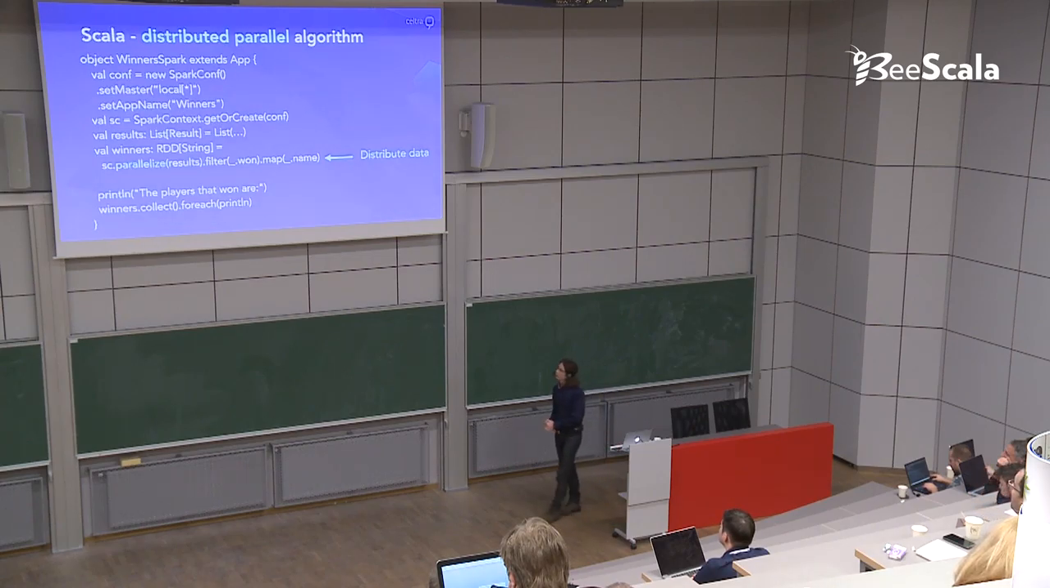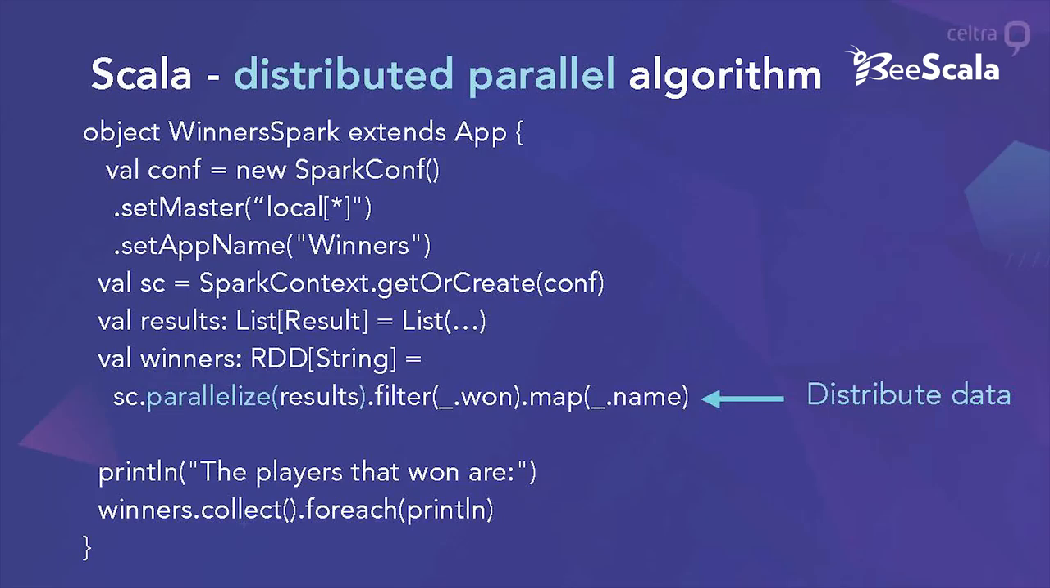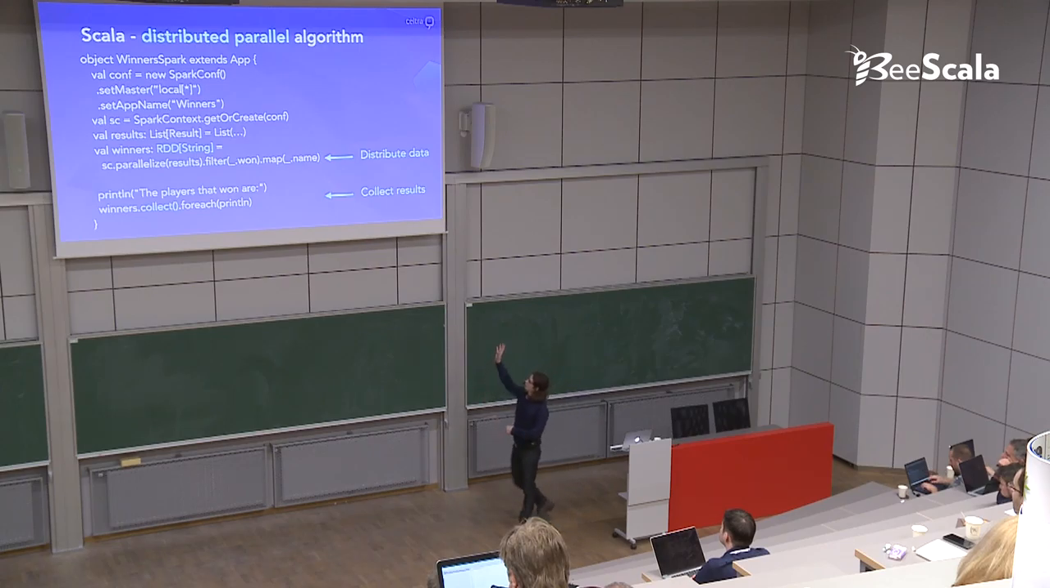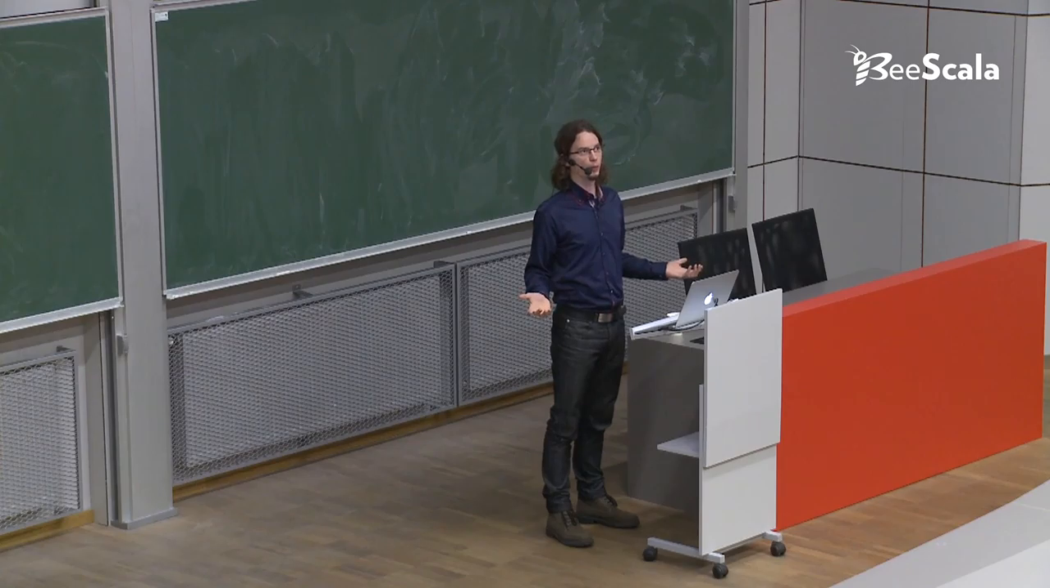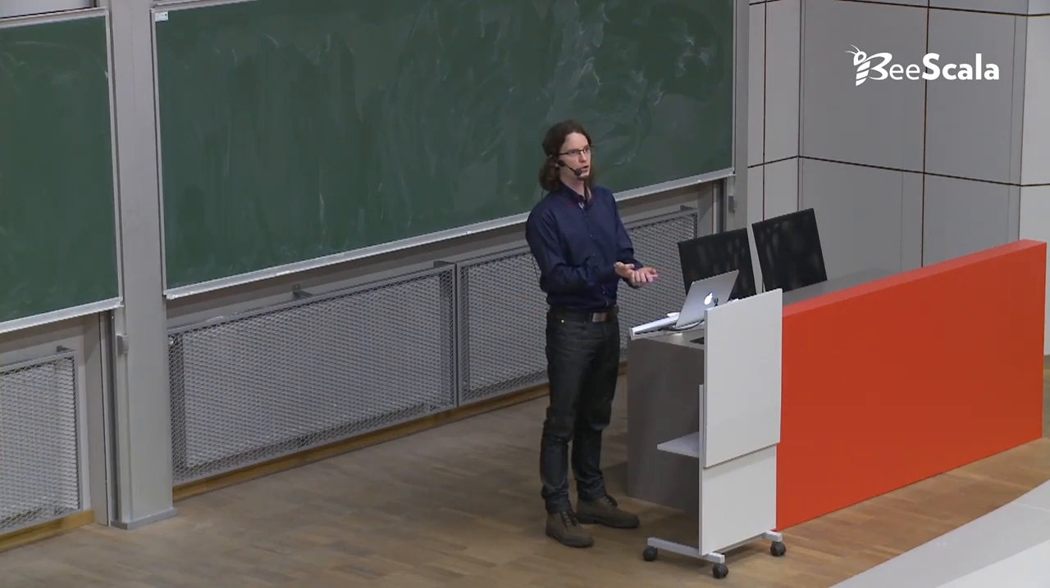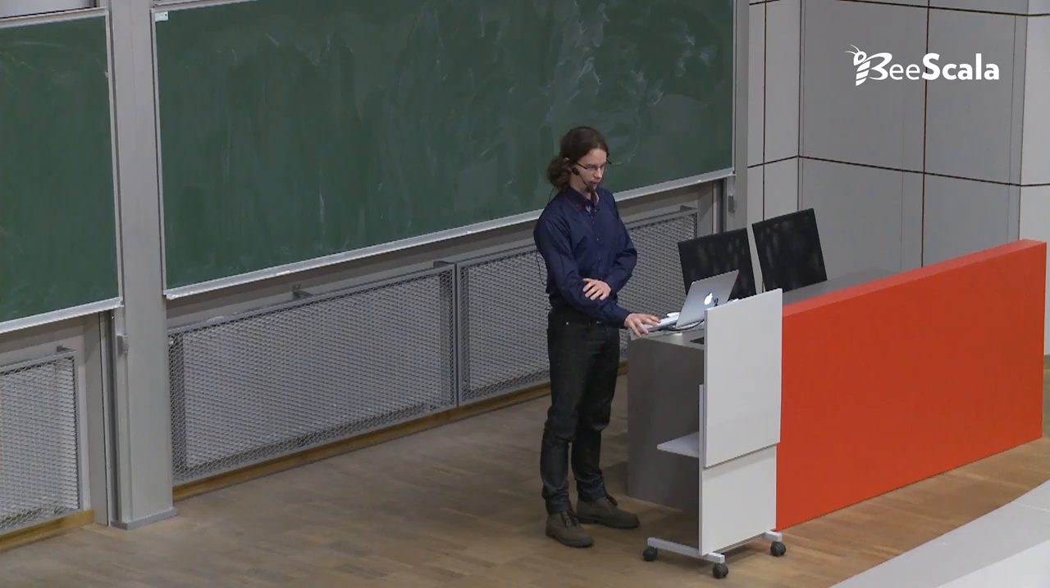Well, pretty simple. All we have to do is when we get our input data, we call method parallelize. This will distribute it. And then when we get the results back, we do collect. Notice that now this winners is not a list of strings. It's this RDD, resilient distributed data set of strings. And at the beginning, we'd have to initialize this Spark context, but this is not very difficult. So what we got for free is how to parallelize our programs. We pretend that we program for one machine, but it works on multiple machines in parallel.